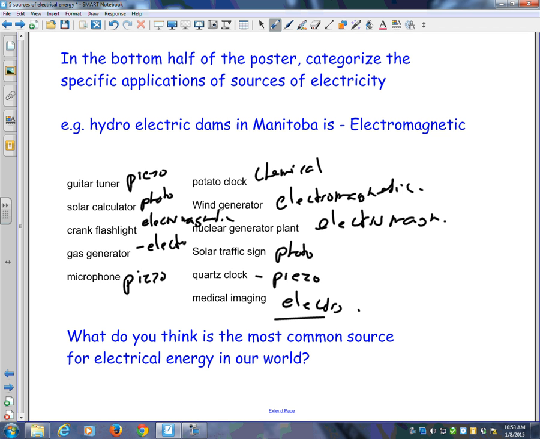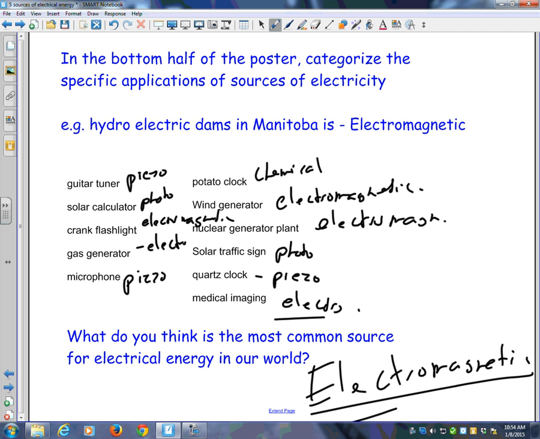What do you think is the most common source for electrical energy in the world? Without a doubt, the answer is electromagnetic. Guaranteed. People turn coils of wire inside magnets to generate electricity all over the world. Probably number 2 would be chemical. And then piezo, I would think. We should have more and more photo though, right?